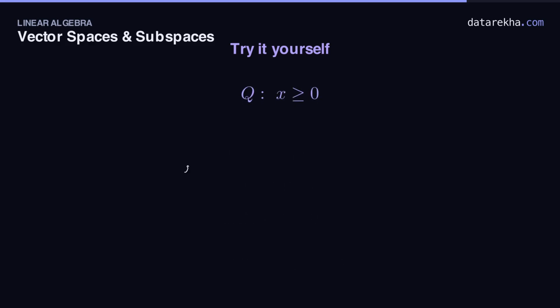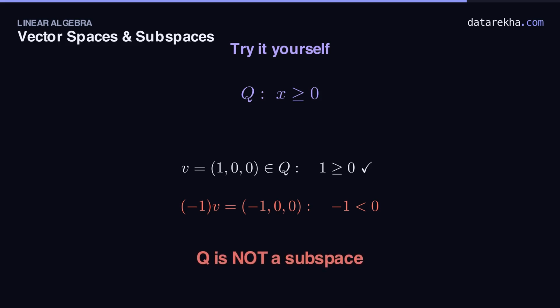Now Q, the half space. It's sneaky, because it does contain the origin. But try a negative scalar. The point 1, 0, 0 is in Q. Multiply by minus 1. You get minus 1, 0, 0, where x is negative. Not in Q. So Q fails scalar closure for negatives. Q is not a subspace. If that one caught you, remember, closure must hold for all real scalars, including the negatives.